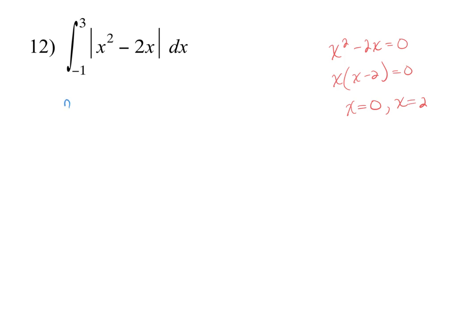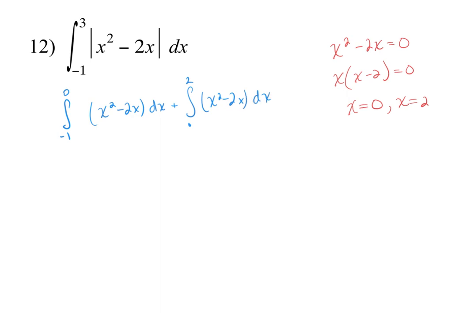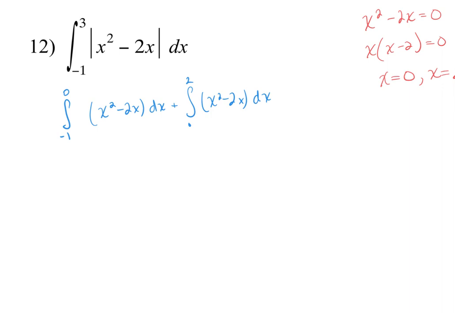I have to say, well, from -1 to my first one, I am going to do something with this x squared minus 2x. And then from 0 to my next one, I'm going to do something with this guy. And then the last one will be from that 2 to the end of it, 2 to 3.